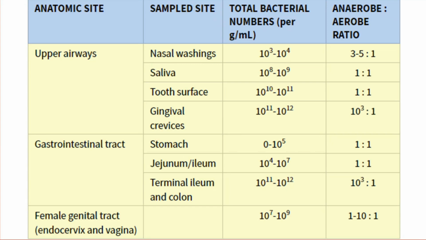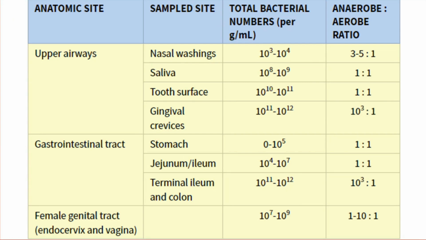What's in your saliva? The predominant organism in your saliva is Veillonella, your gram-negative cocci, along with some gram-positive cocci. Coming down to more anaerobic conditions, down to your gingival crevices, what do we have in our mouth? Anaerobes.